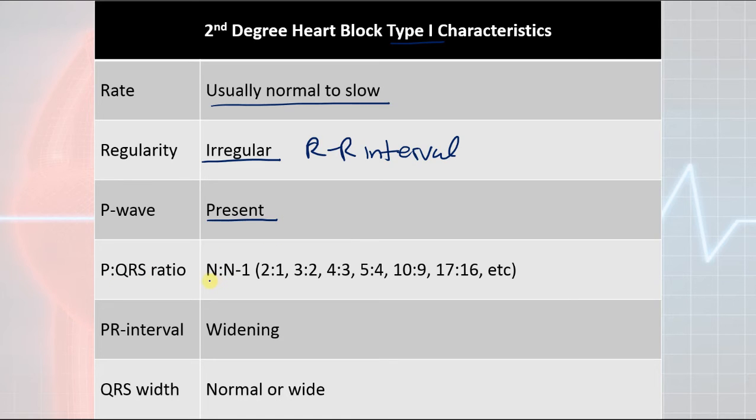So the P to QRS ratio is going to be however many P waves you have, you're going to have the same number of QRSs minus 1. So if you have 2 P waves, you'll only have 1 QRS. If you have 3 P waves, you'll only have 2 QRSs, and so forth and so on. Your PR interval will be widening. This is not how I want you to document this. I don't want you to put widening because I want you to practice measuring all of the PR intervals. Your QRS width could be normal or wide depending on any kind of QRS problems.